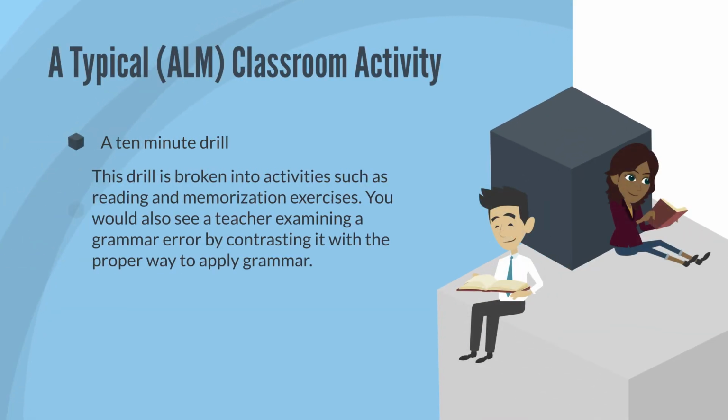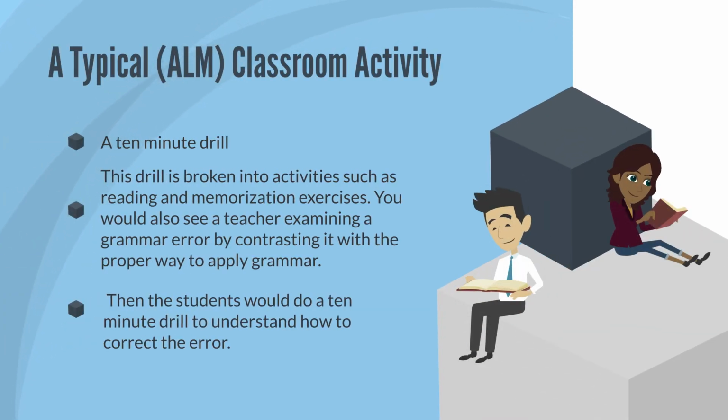A typical ALM classroom activity would be a 10-minute drill. This drill is broken into activities such as reading and memorization exercises. You would also see a teacher examining a grammar error by contrasting it with the proper way to apply grammar. Then the students would do a 10-minute drill to understand how to correct the error.